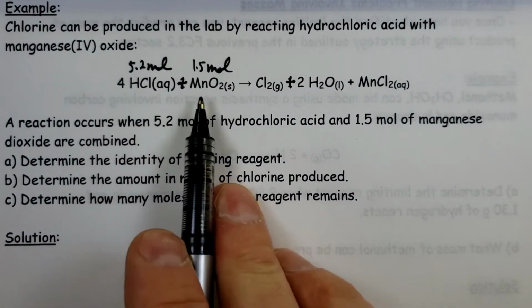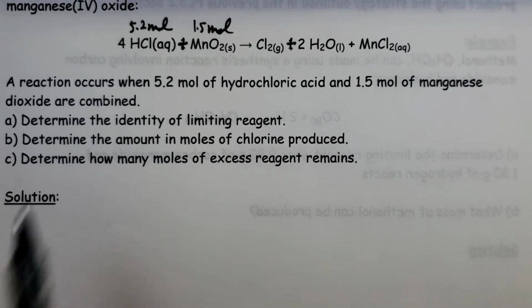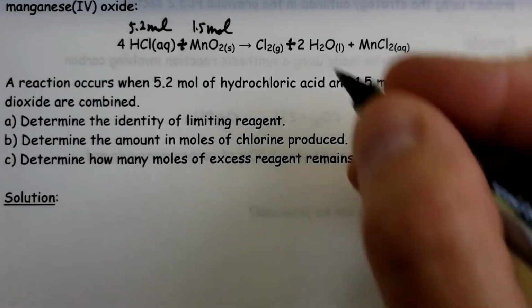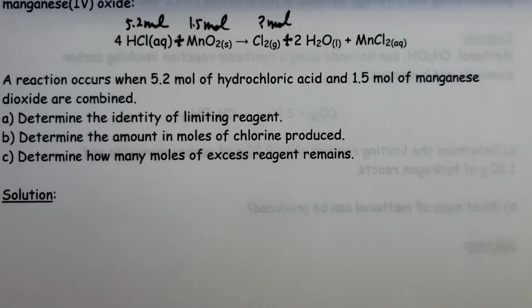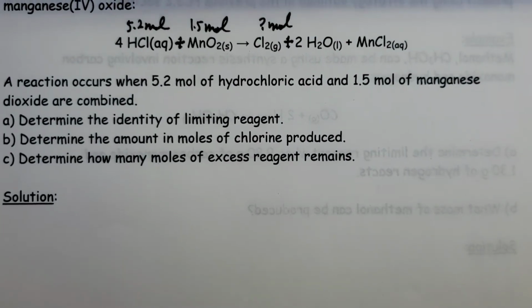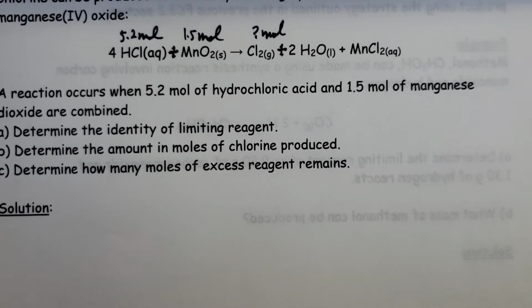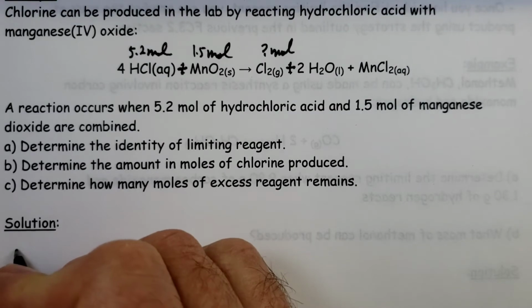So this one's a 4-to-1 ratio, so it's not quite as evident as in a 1-to-1 ratio. So determine the limiting reagent. How many moles of chlorine will be produced? And then, of course, figure out what's excess. So if you want to pause the video, go ahead and try it. Otherwise, if you've already done that, let's run through that. So again, we'll pick each one of these to see what's going to happen here.